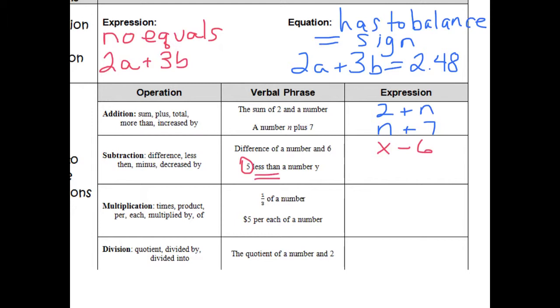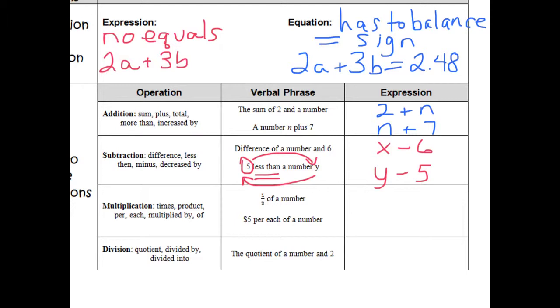And then the most difficult one, they're going to trip you up on a lot, is when you see the words less than. 5 less than a number. Whenever you see the words less than, you're going to flip these two around. So you're going to do the y first. y minus 5. That's the same as saying 5 less than a number. Let's just put this into thinking. If I asked you, what is 5 less than 8? Automatically you know that 5 less than 8 is 3. But if you wrote that down on paper, you would write it as 8 minus 5 equals 3.